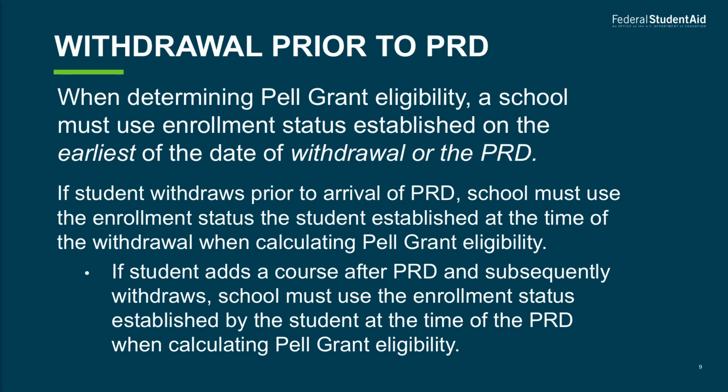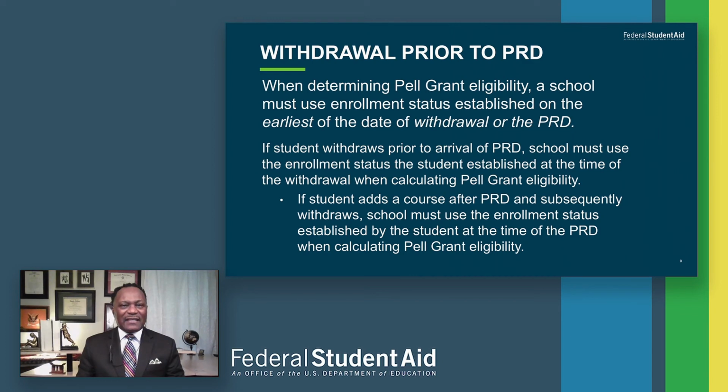However, if the student withdraws after the PRD, you must use the enrollment status at the time of the PRD when determining eligibility. In the second bullet here, we are noting why this is important, as the student may have added a course after the PRD. So you want to make sure you do not give the student enrollment status credit for any classes enrolled in after the PRD. This is why you do not use the withdrawal date enrollment status in such cases.